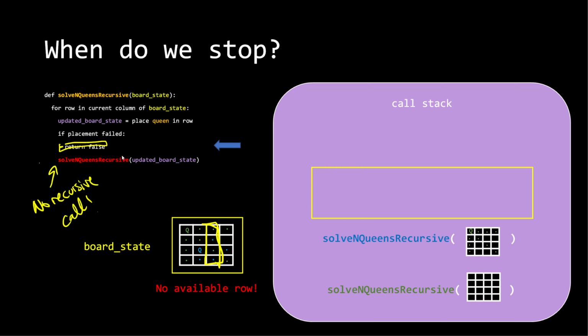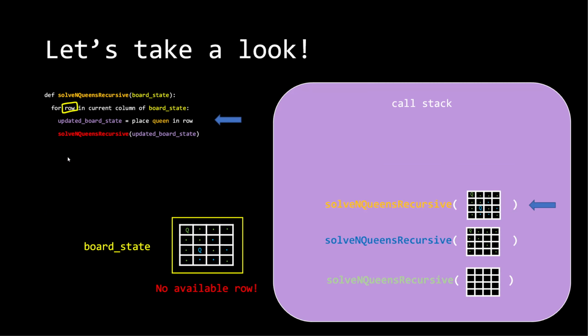So we do not want to make a recursive call in the case that the placement fails, or, like in the iterative solution, we had a protected for loop. In the case where the for loop fails, we want to make sure we don't go into another recursive call, right? So this will be very important for project 1 as well. And what's interesting is when we return false here, that's when we pop this context off of the stack.